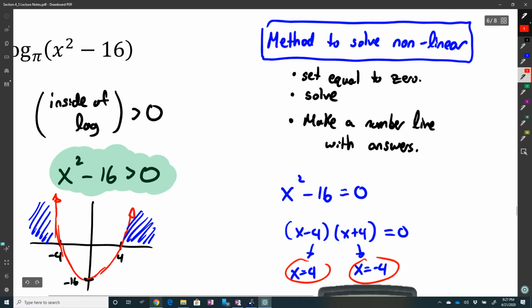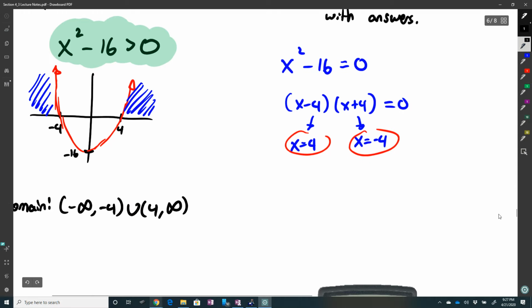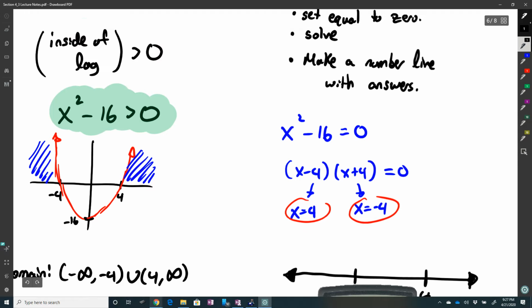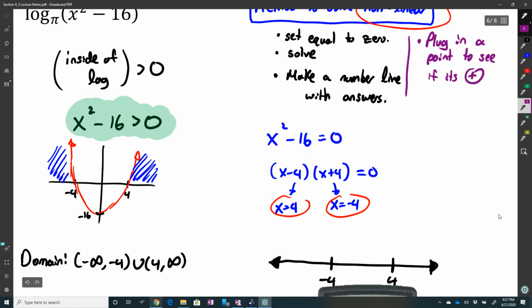Those aren't your answers because this is a nonlinear problem. It's a different type of problem. So whenever you have something that's not mx plus b, you create your number line. We put the tick marks on there. But now what we're going to do is we're going to plug a point in each region to see if it's positive or negative. Just like we did at the end of exam 3.